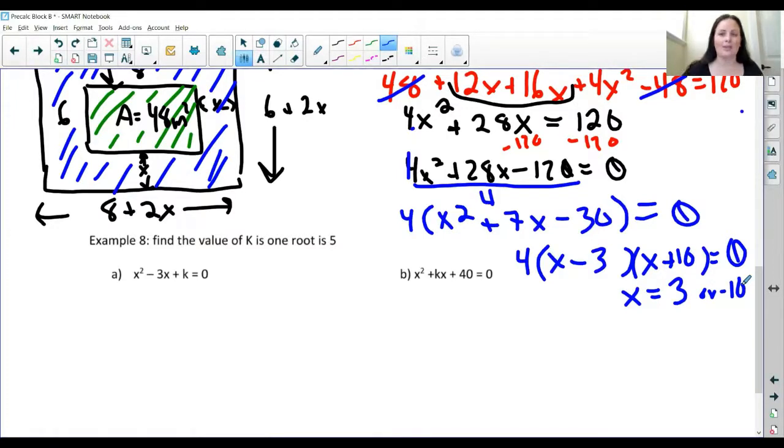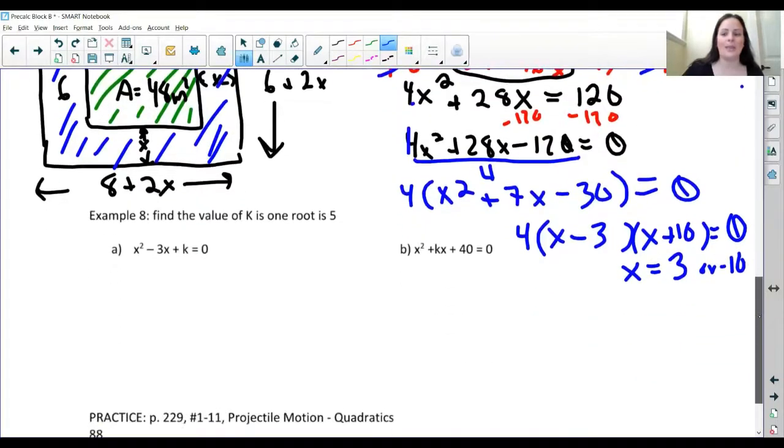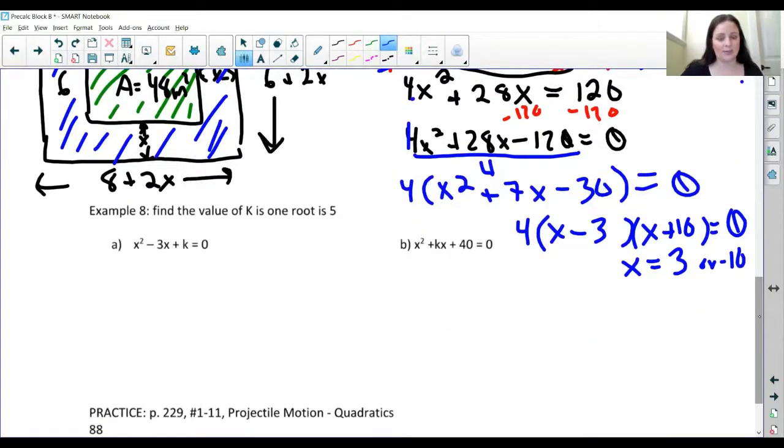Now, in order to think about this, what is x? X is the width of the path, which is what we've been asked to find. How wide is the pathway? Can it be negative 10 meters? No. So we discard this.